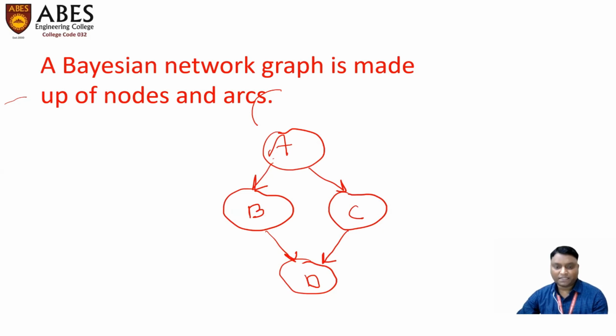If we consider node B, which is connected with node A by a directed arrow, then node A is called the parent of node B. But if we consider node D, then there is no direct relationship between node A and D because they are not directly connected. So here we will consider only the nodes which are directly connected, that is, the child and parent relationship.